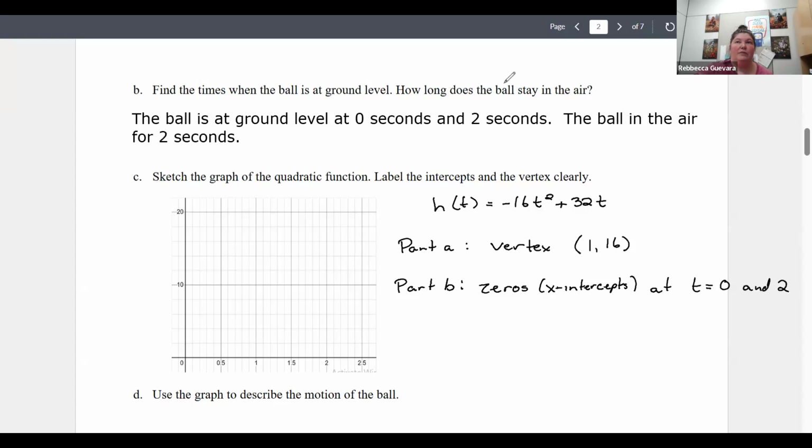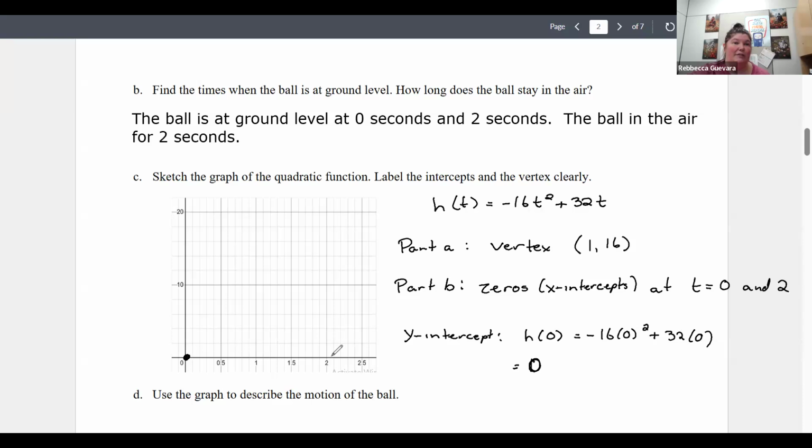So we really don't need a y-intercept. I know you're asked for intercepts, but we already have an x-intercept at 0. If you did your y-intercept, just remember that is when our independent variable, in this case t, would be equal to 0. So you get negative 16 times 0 squared plus 32 times 0, which would just give you 0. So you do have a y-intercept at 0. Like I said, we just don't really need that because we have the x-intercept at 0.